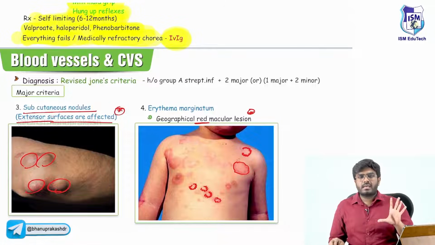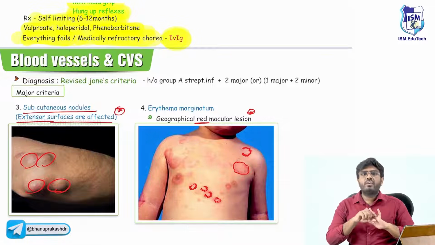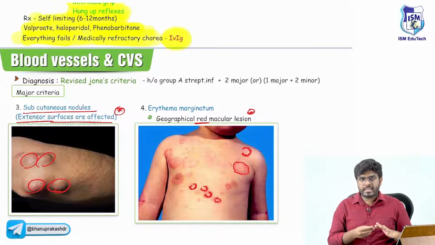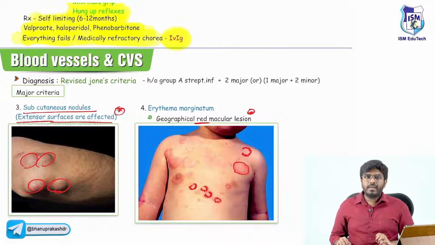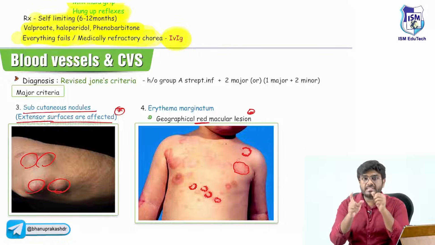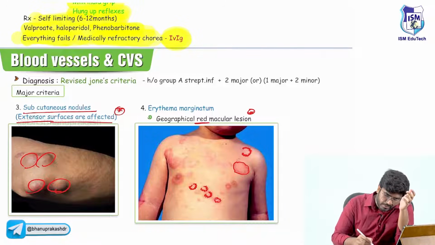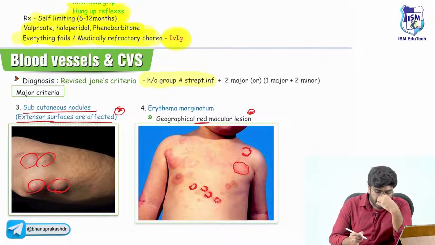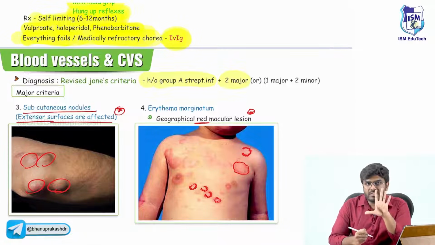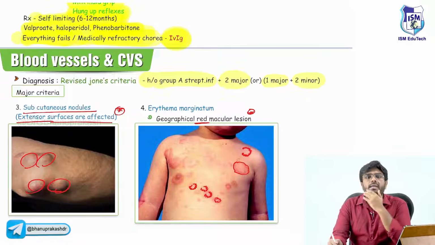All JONES are completed. J for migratory polyarthritis, O for carditis, N for subcutaneous nodules on the extensor surfaces, E for erythema marginatum, where the margins are erythematous, and last, S for Sydenham's chorea. Out of these major criteria, to say that this boy is having rheumatic fever, you need at least 2 major criteria. That's what I have been telling you from the beginning. You need a history of group A beta hemolytic streptococcal infection, with at least 2 major criteria out of these JONES, or 1 major with 2 minor criteria.